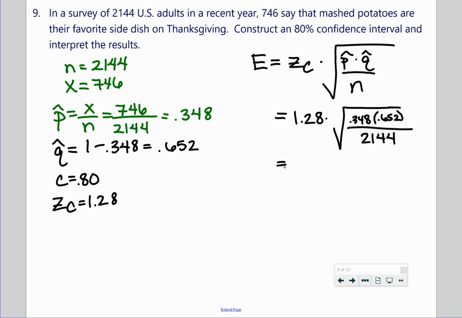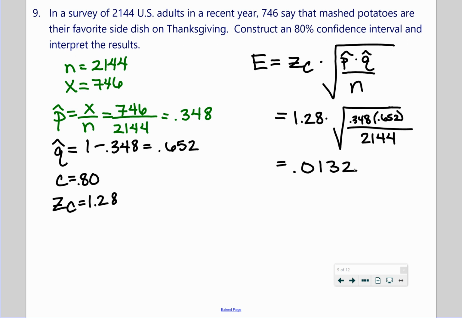1.28 times the square root. Set up my fraction. Don't forget to use that. Times 0.652, 2,144. When you're using the basic calculators tomorrow, you might want to do these in little pieces instead of trying to type it all in at once. You don't want to make a calculator mistake on these. Okay, so my margin of error is about 1.32%. So that's why I'm giving it 4 decimal places.